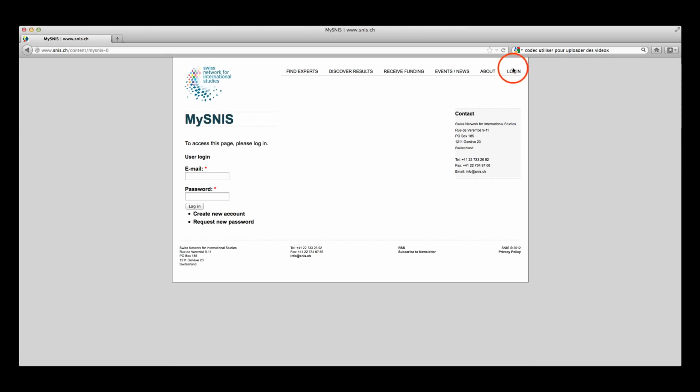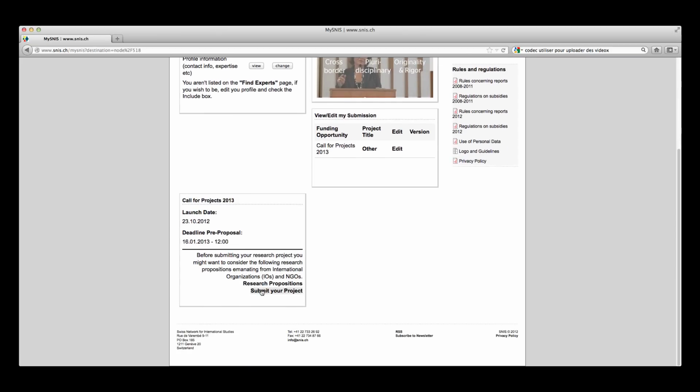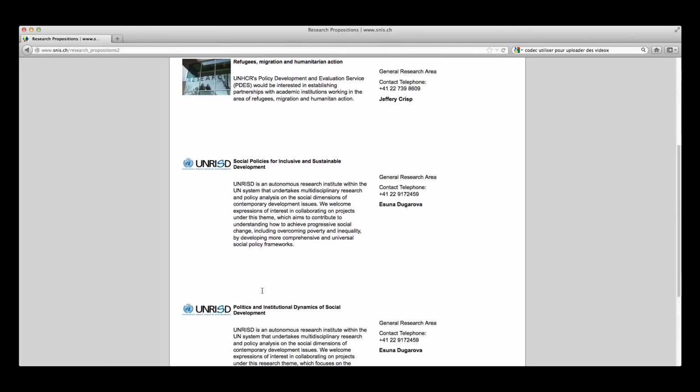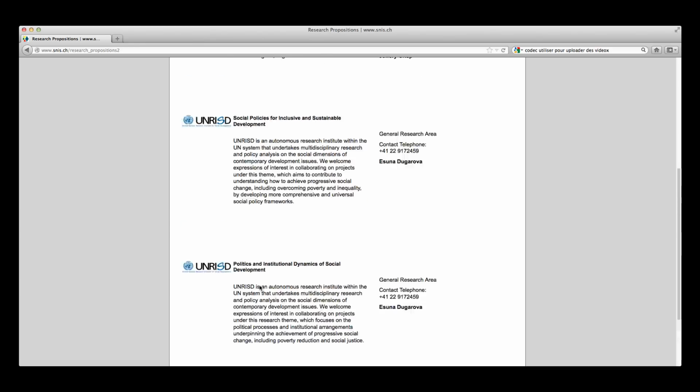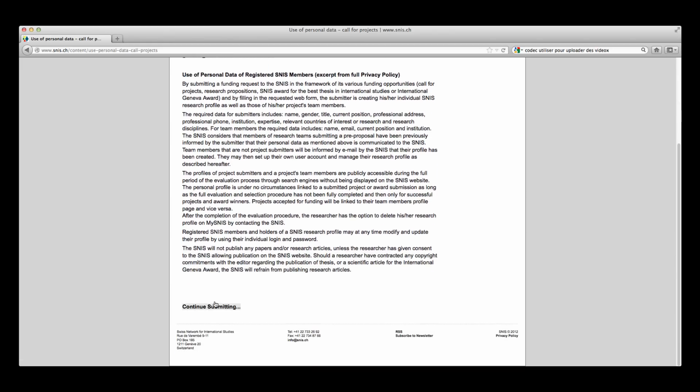To start a project submission, you have to be logged into your SNIS account. On the My SNIS section, you can click on Submit Your Project. Check out the research proposition suggested by international organizations and NGOs, and then continue. Be sure to read the excerpt concerning privacy policy of the call for projects.